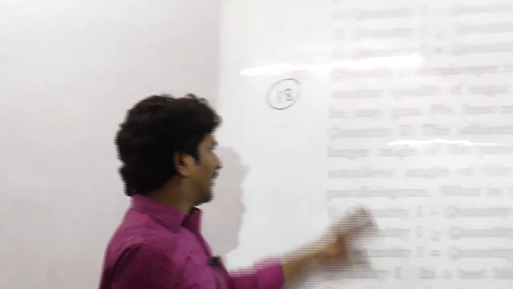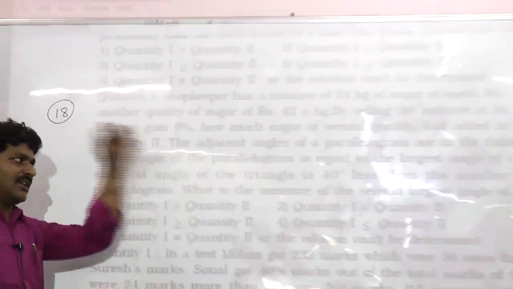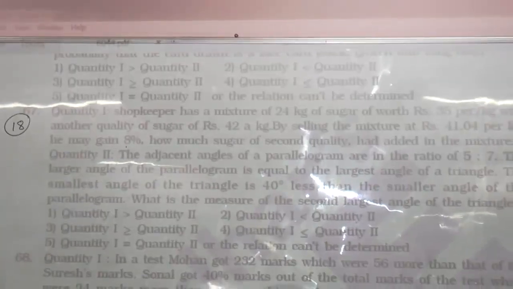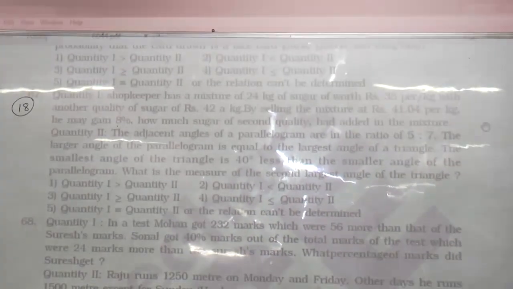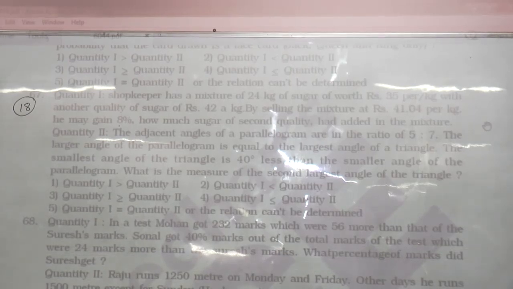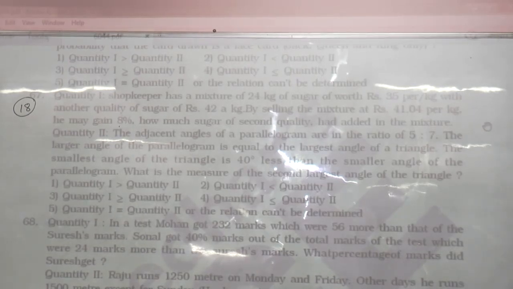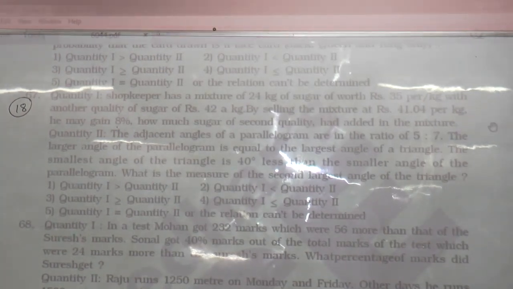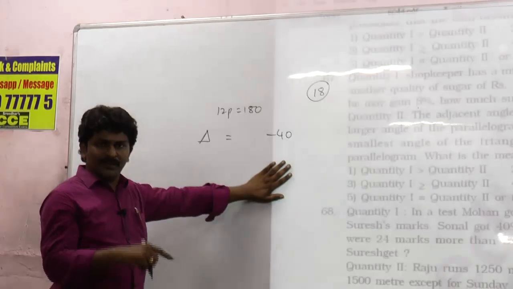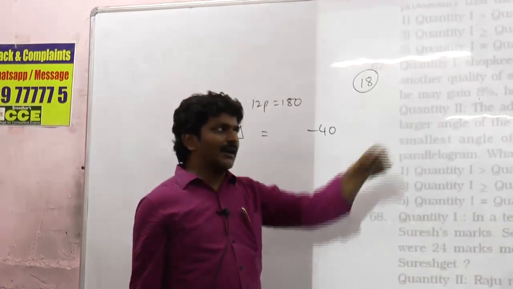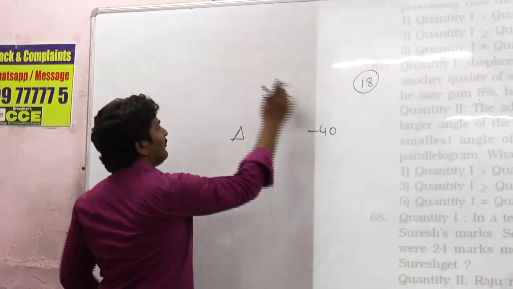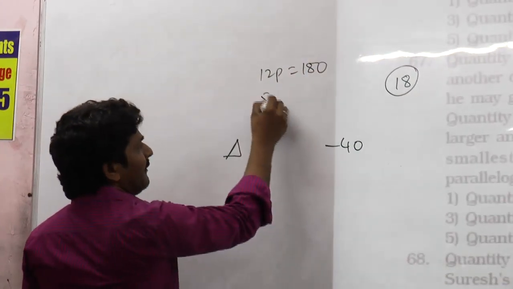Next, the larger angle of the parallelogram is equal to the largest angle of the triangle. The smallest angle of the triangle is 40 degrees less than the smaller angle of the parallelogram. What is the measure of the second largest angle of the triangle? Let me calculate the smallest angle of the triangle. It will be 40 less than the smaller angle of the parallelogram. What is the smaller angle of the parallelogram? 5 parts.